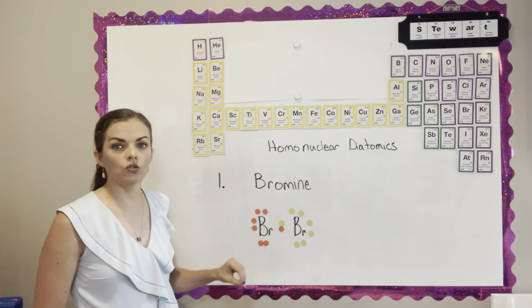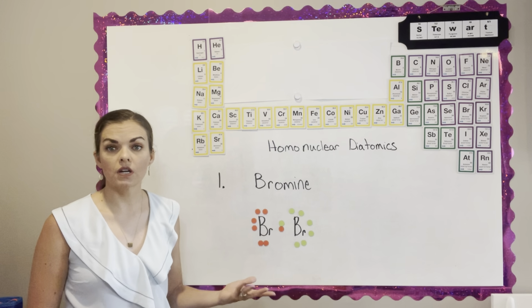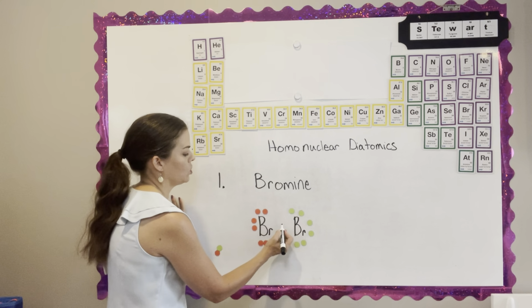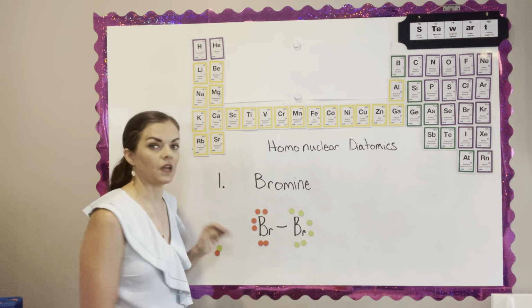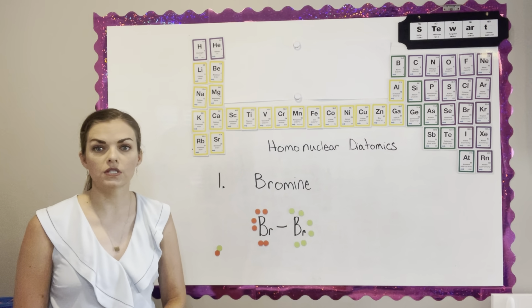Now, the book asks you to draw this Lewis structure, putting a dash in the middle to represent a bond. And so when you have a bond with these, you would just draw a line in the middle. So this is the Lewis structure of bromine in its natural state.